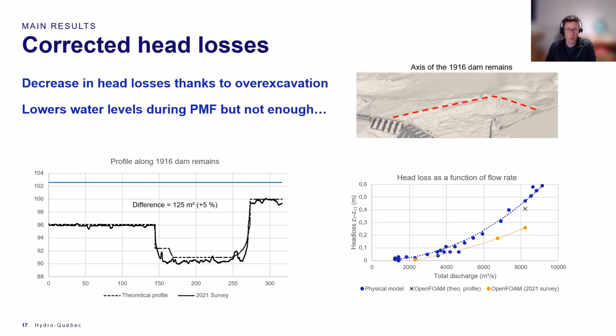during a PMF. You can see both the axis of the old dam and these profiles, as well as the head loss that's now updated using the new bathymetry, which shows that head losses are less than expected. However, this is not sufficient to diminish water levels during PMF sufficiently to avoid dam overtopping.